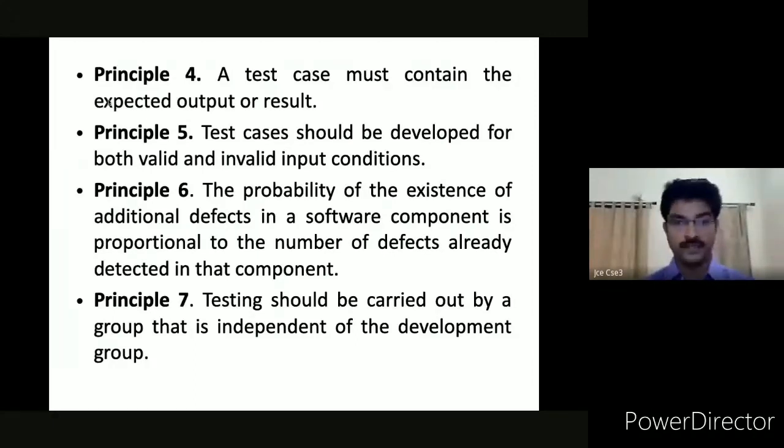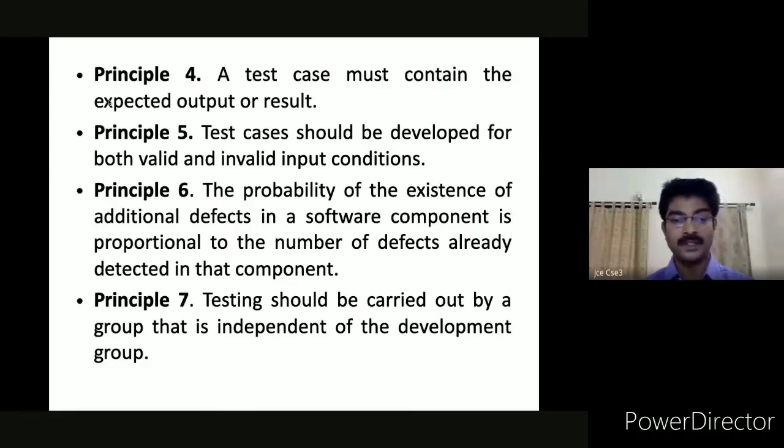The probability of existence of additional defects in a software component is proportional to the number of defects already detected in that component. Don't be happy that you have identified this many defects. It is a clear indication that if you have identified 100 defects, there may be 100 more defects there. So don't be happy; you have to put in more effort. Maybe they will be identified in the next iteration.